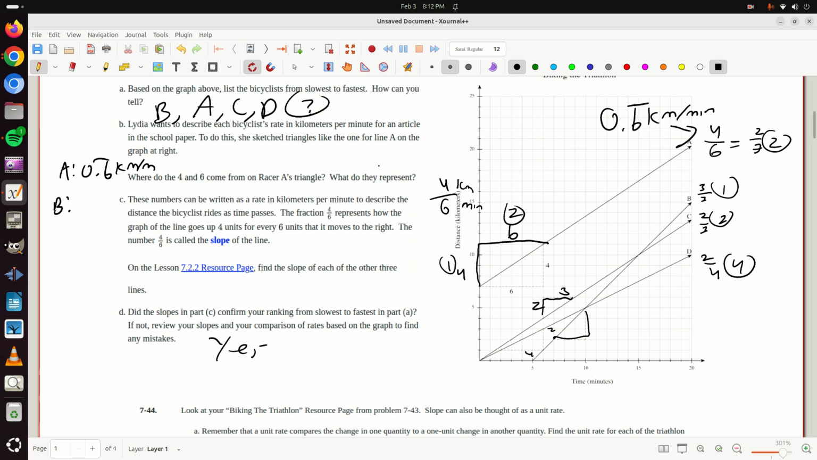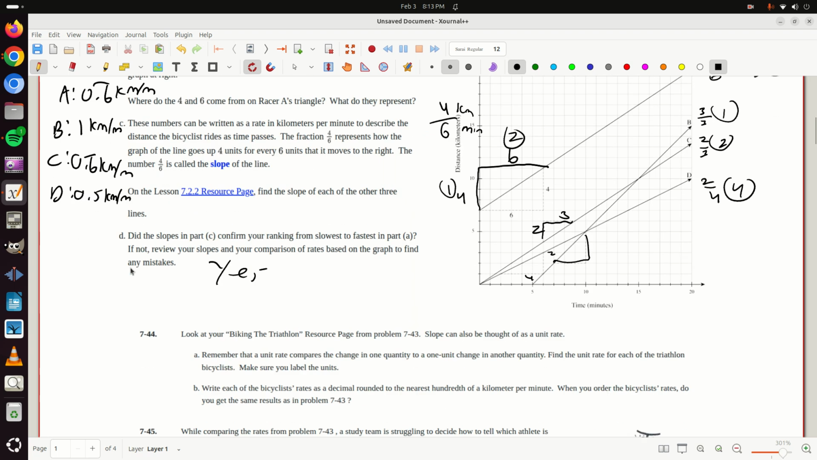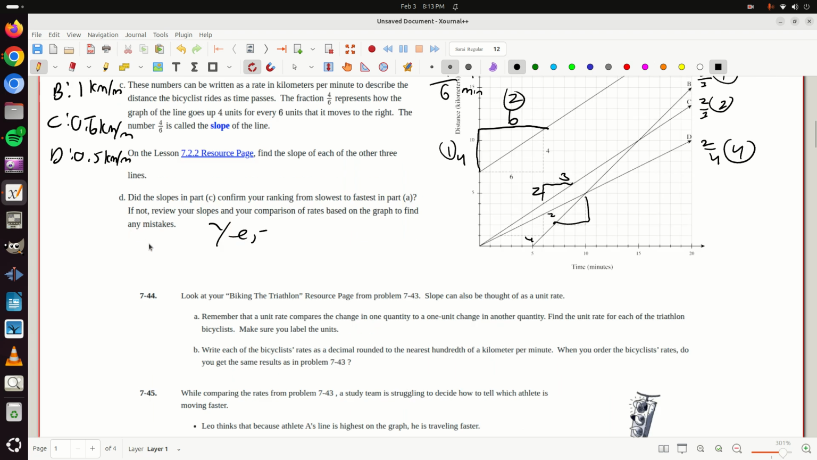For B, we're going to get 1 over 1, so we're going to get 1 kilometer a minute. For C, again, 2 divided by 3 is 0.6 repeating kilometers a minute. And then finally for D, 2 divided by 4 is just going to be 0.5 kilometers a minute. So that's going to be our unit rate. That's how far we move in 1 minute.